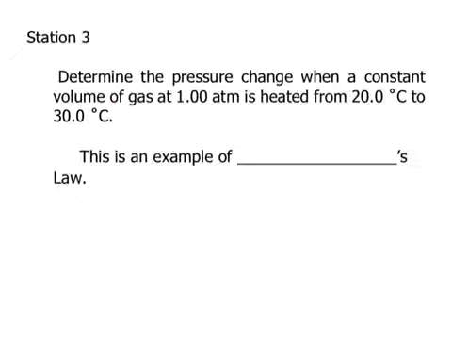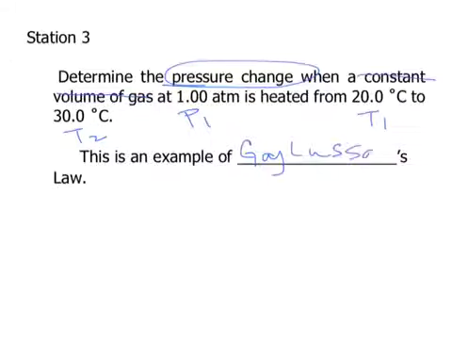Okay, in this problem, we want to determine the pressure change when a constant volume, so we're not going to worry about volume, of gas at 1 atm, so this is my P1, is heated from 20 degrees C, so this is my T1, to 30 degrees C, which is my T2. Since we're only dealing with pressure and temperature, we are talking about Gay-Lussac's law. And we are looking for P2. We know the formula is P1 over T1 equals P2 over T2.